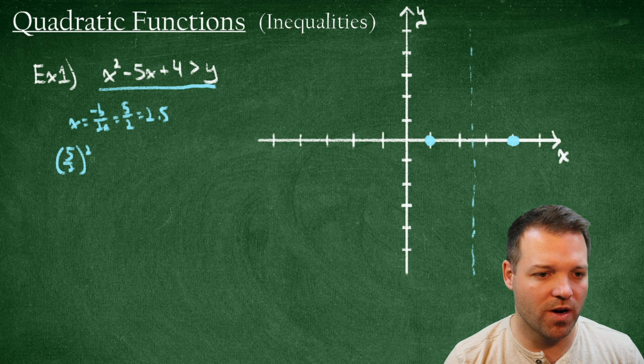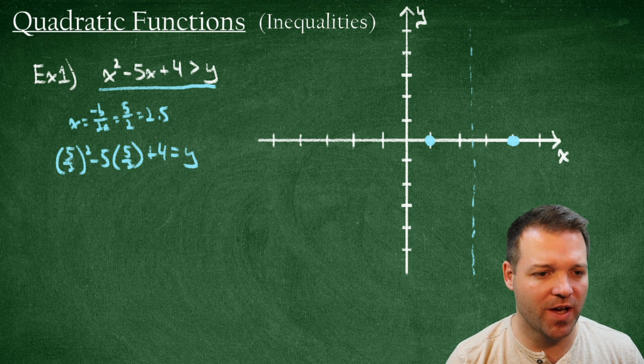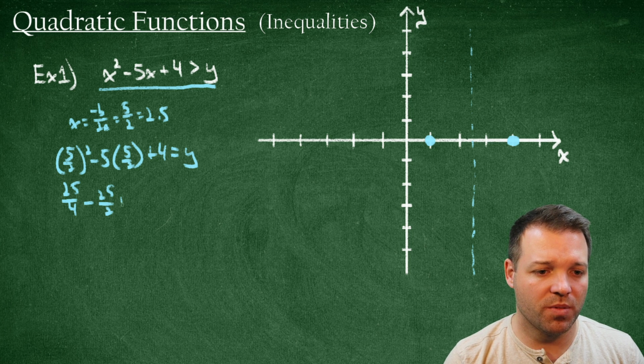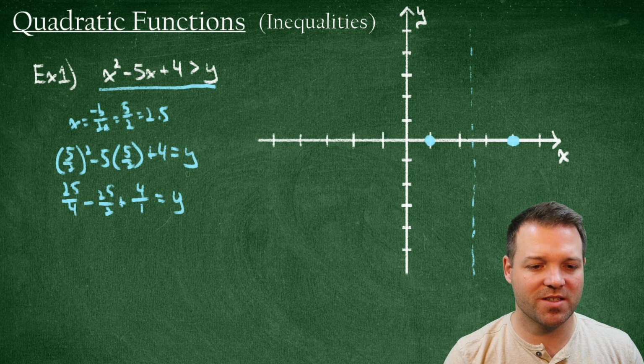So that's 5 over 2 squared minus 5 times 5 over 2 plus 4 is equal to y, because that's what we're solving for, right? All right, let's go ahead and simplify this. So 5 over 2 squared, well, that's 5 squared over 2 squared, which is 25 over 4, minus 5 times 5 is 25 over 2, plus, and I'm going to write this as 4 over 1, just because I know I'm going to have to combine all of these. So we get to practice our fractions a little bit here.